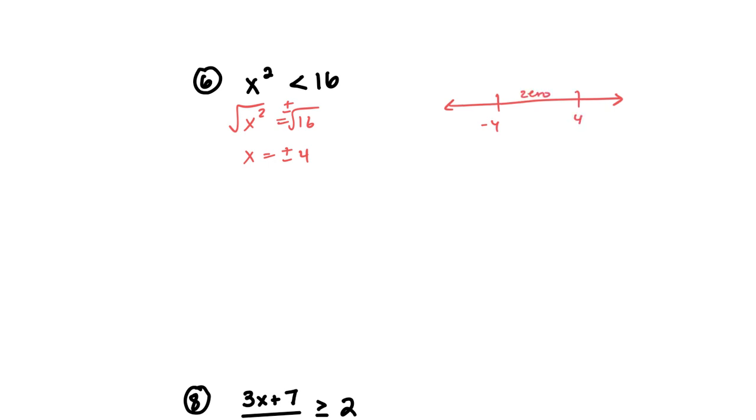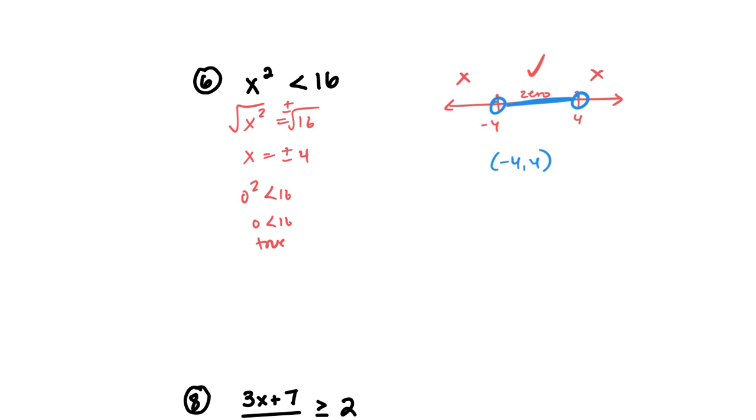And so what I'm going to do is test the sector with 0 in it. 0 squared is less than 16. 0 is less than 16. That's true. And so I know this is a solution sector, so this sector is not, and the one on the right is not, because they alternate. So I know my solution. I'm going to do an open circle at negative 4, an open circle at positive 4, and my solution is in between those two. In interval notation, it's negative 4 to 4 with parentheses.